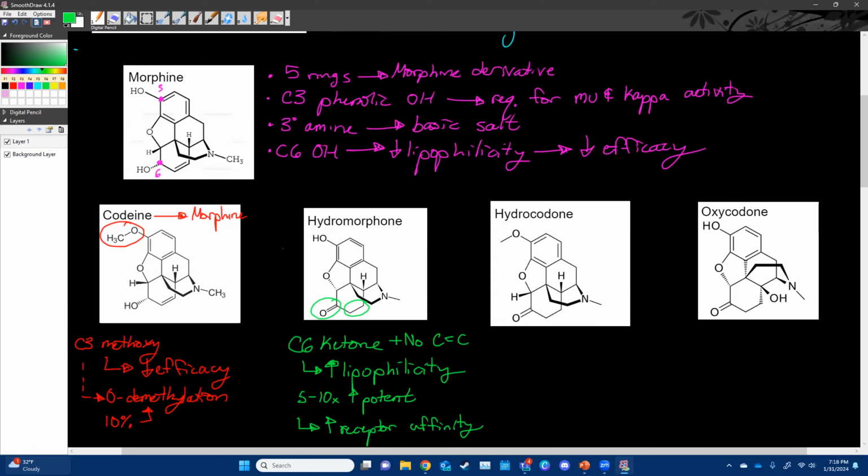So combine those two ideas together, we get hydrocodone. Hydrocodone utilizes the C3 methoxy group as well as hydromorphone's ketone and double bond. So what does that mean in terms of what's going on in hydrocodone? This means that it would have more potency compared to codeine.